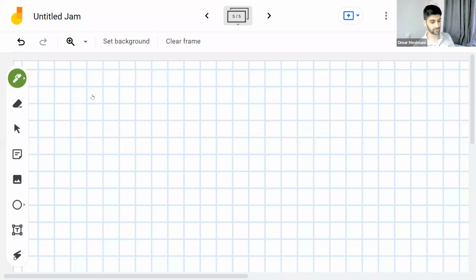I don't have a paper. Okay, so the thickness of a paper.